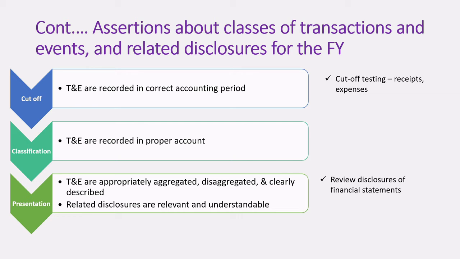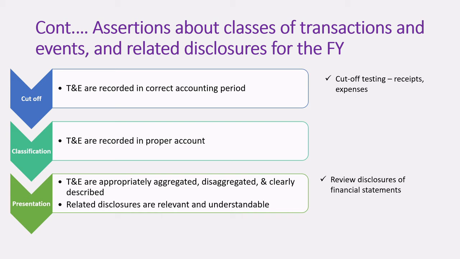Next assertion is classification, which is quite understandable. That is, the transactions and events should be recorded in the proper account. For example, if you record a gas bill in the electricity account, it is incorrect. There is a classification error.